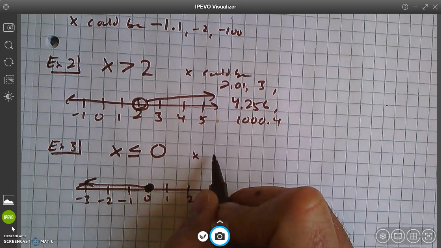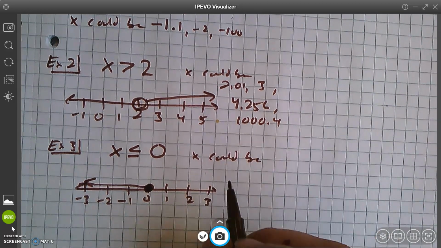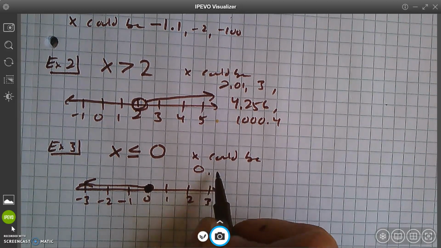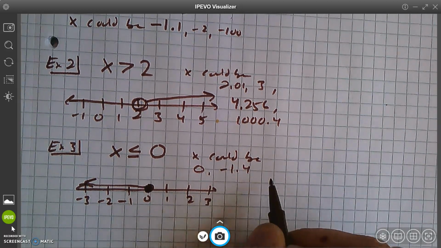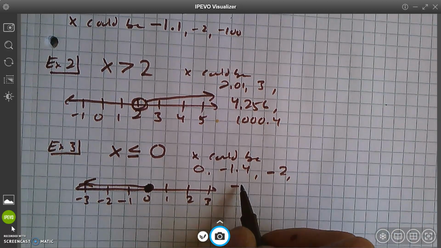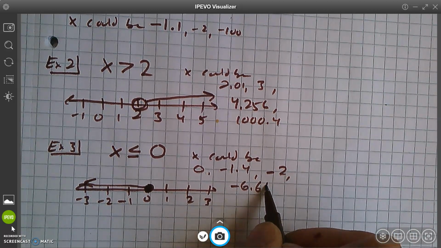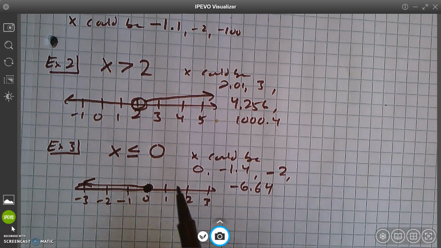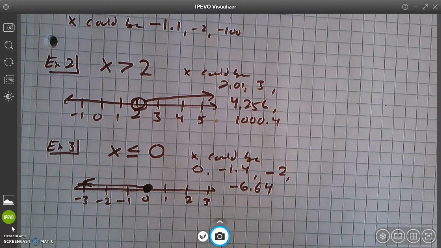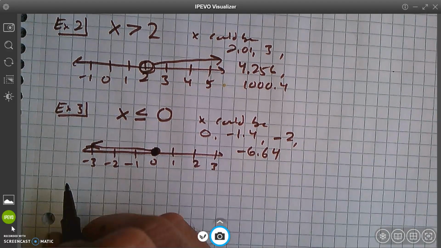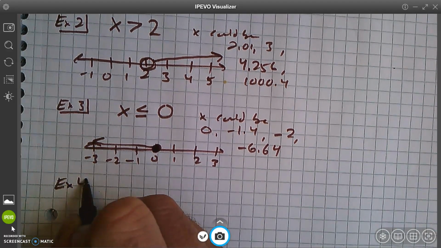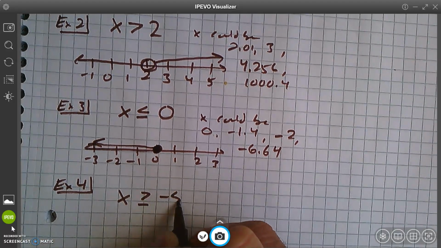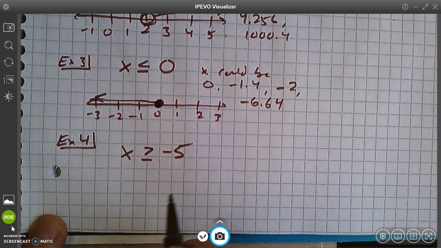All right, so x could be 0, because this equals 0. Could be -1.4. Could be -2, could be -6.64, whatever. Any number that is 0 or negative or less than 0. Because less than 0 are all negative, right? Cool. All right, last one. See if you can do it yourself. Example 4. X is greater than or equal to -5. Try this one.